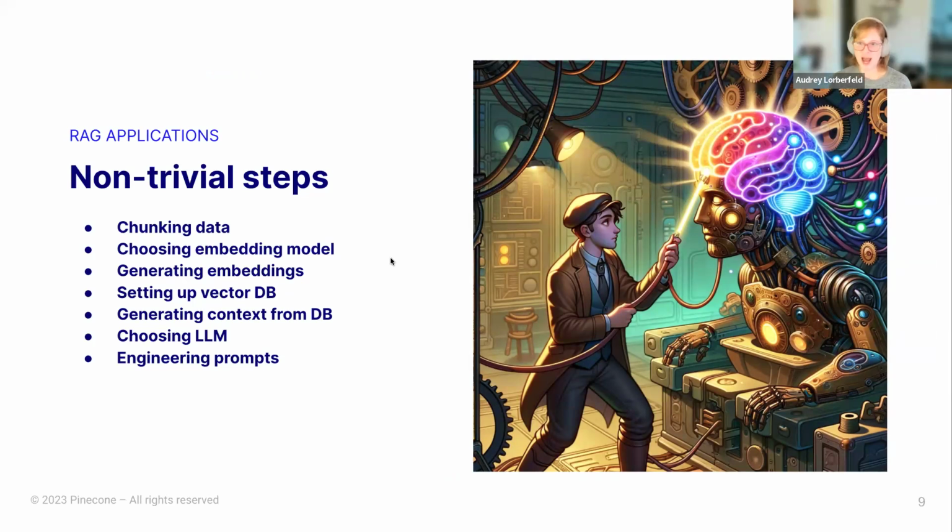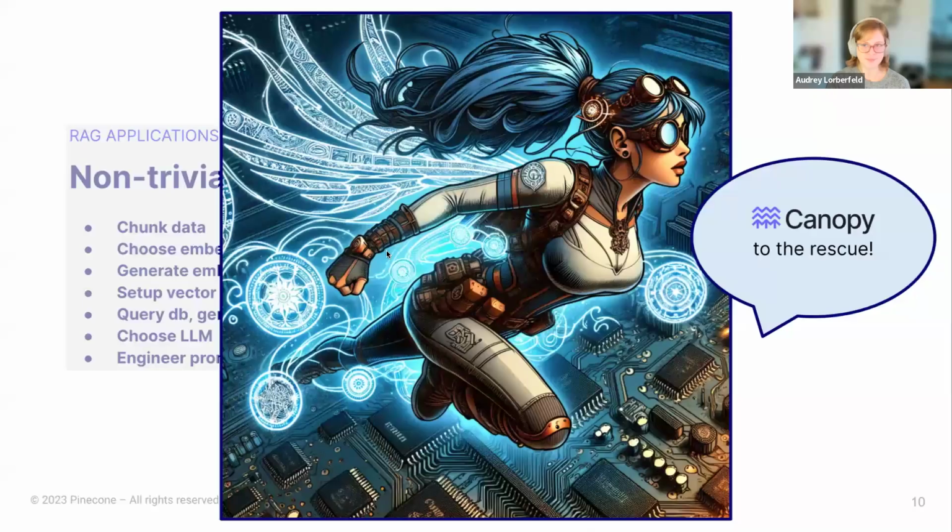Once you choose the model, how do you actually use the model? So generating those embeddings, setting up the vector database, generating the context from those vector database search results, choosing your large language model that you want to actually interface with, and then engineering those prompts. And by engineering, we mean the discipline called prompt engineering. So it's basically just writing natural language prompts to the large language model. And these require a bit of research just to know how to actually get the large language model to act the way you want them to act.